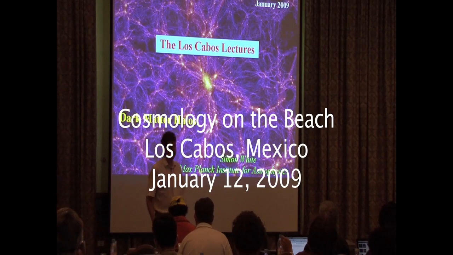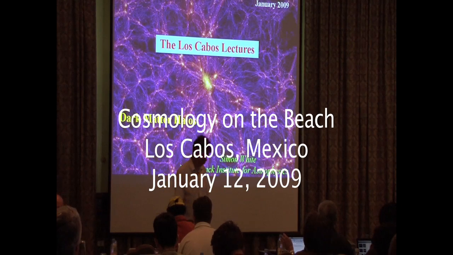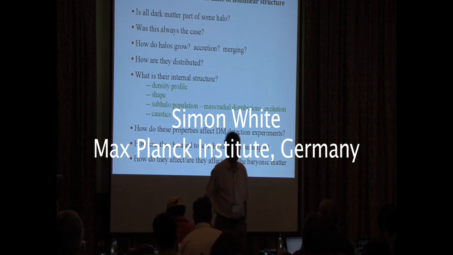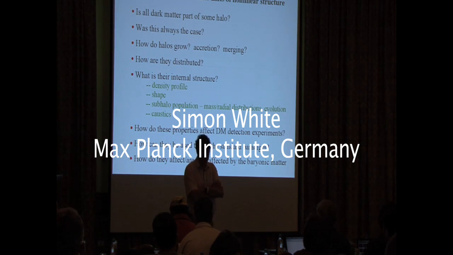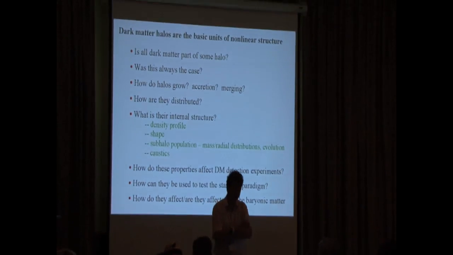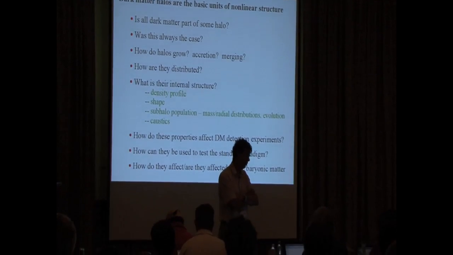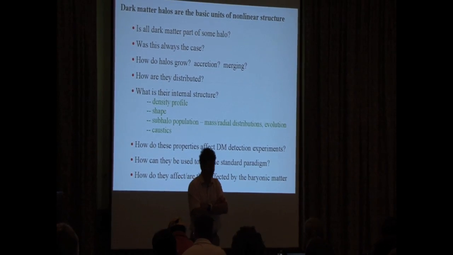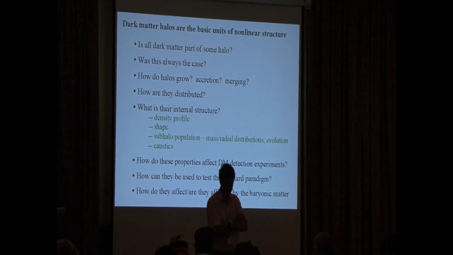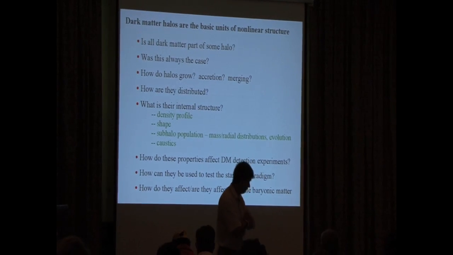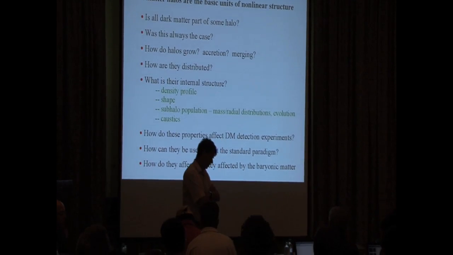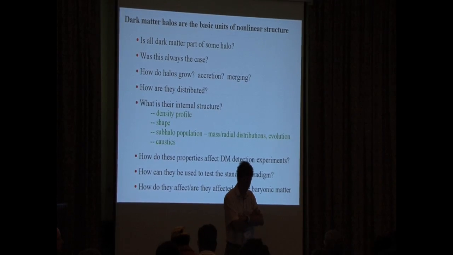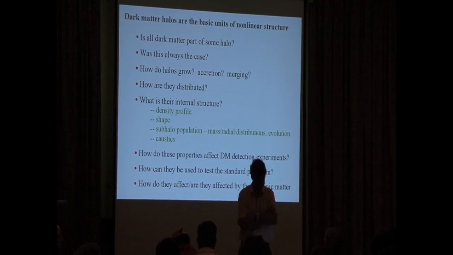That I'm giving, I want to talk about the properties of dark matter halos. And the reason for this is quite straightforward, and that is that if our structure formation paradigm is correct, then dark matter halos are in fact the basic structural unit of the present universe. Because, as we'll see, almost all dark matter is part of some nonlinear object, which we call a halo for lack of any other name.